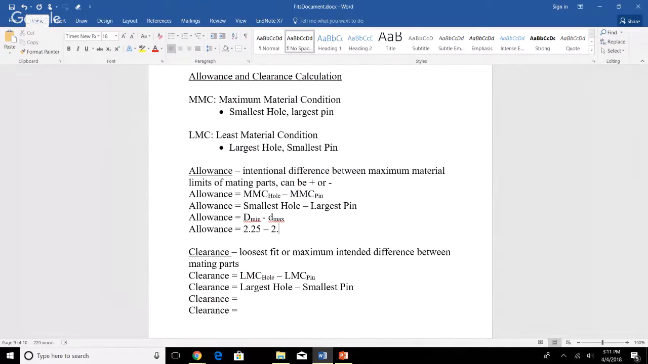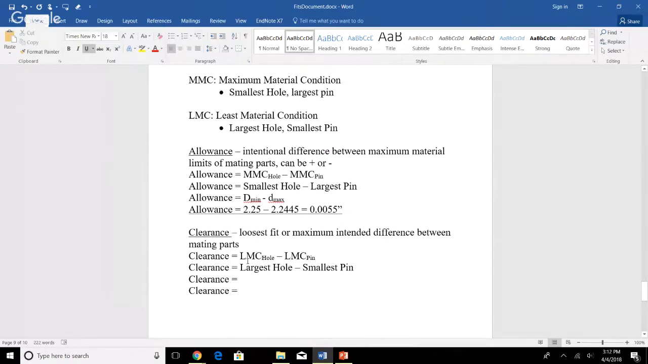2.25 minus 2.2445, and that gives us our allowance, which is 0.0055 inches. Okay, and I'll go ahead and underline that as well. So that is our allowance, and now we're ready to calculate the clearance.